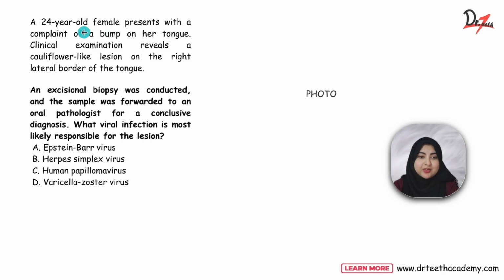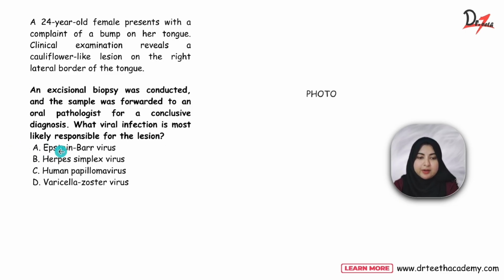Let's see the next question. A 24-year-old female presents with a complaint of a bump on her tongue. Clinical examination reveals a cauliflower-like lesion on the right lateral border of the tongue. An excisional biopsy was conducted and the sample was forwarded to an oral pathologist for a conclusive diagnosis. What viral infection is most likely responsible for the lesion?